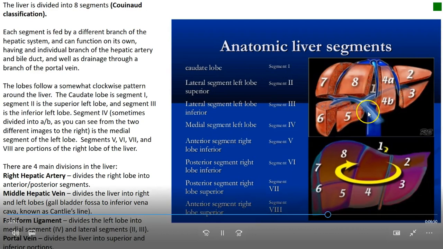And they do follow a somewhat clockwise pattern. So 1 is hidden behind here. 2 and 3 are the lateral lobes of the left segment of the liver. And they sometimes make this 4, like down here, or 4A and 4B. And this is the medial segment of the left lobe of the liver. And then segment 5 is the right anterior inferior portion of the right lobe of the liver. And section 6 is the anterior inferior portion of the right lobe of the liver.